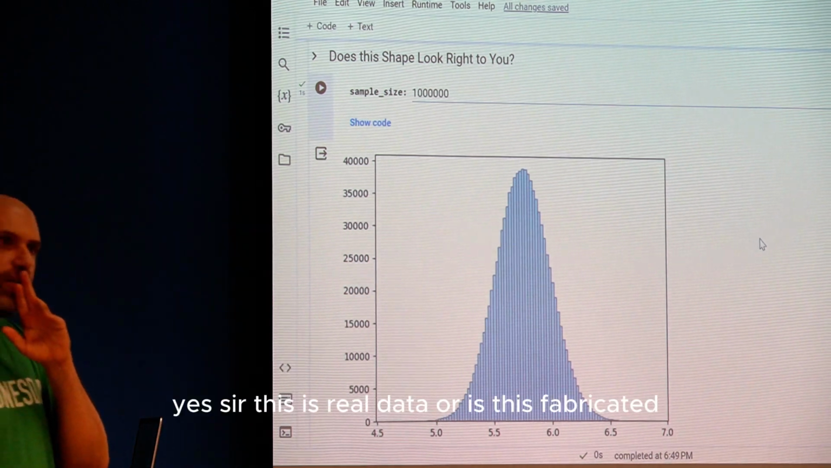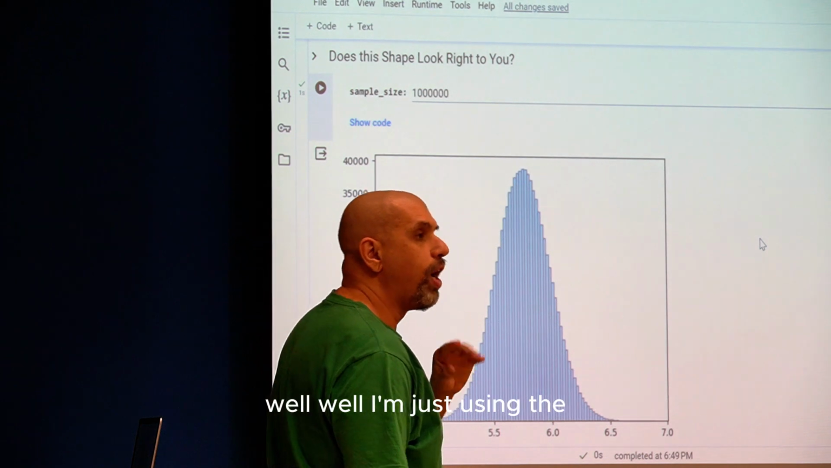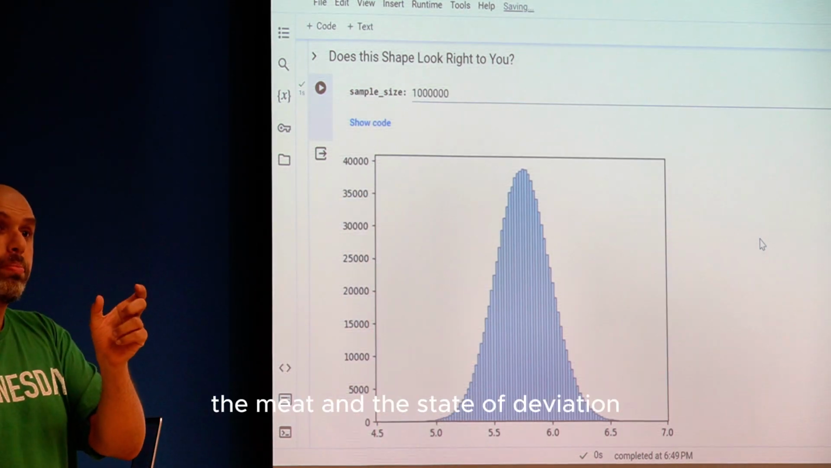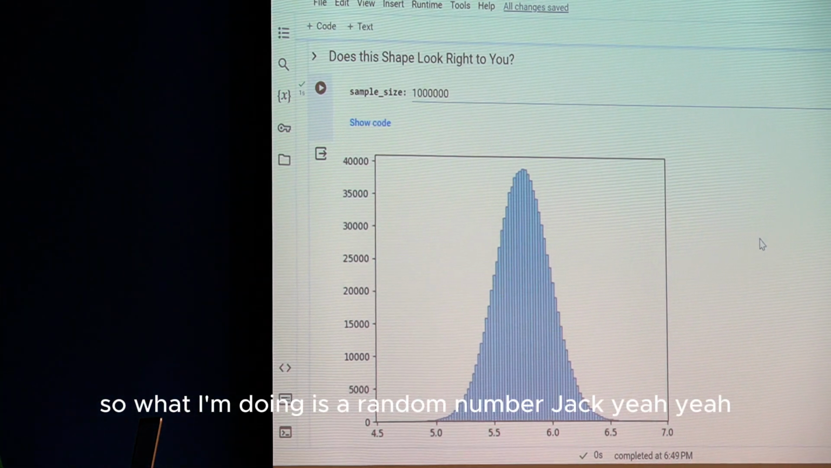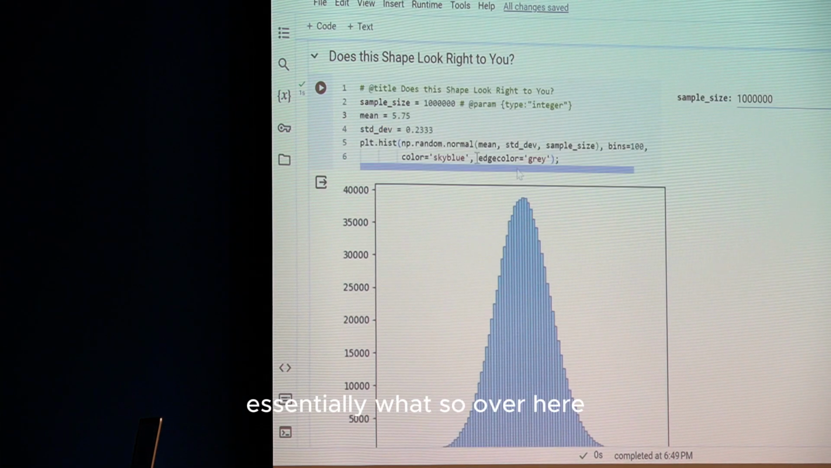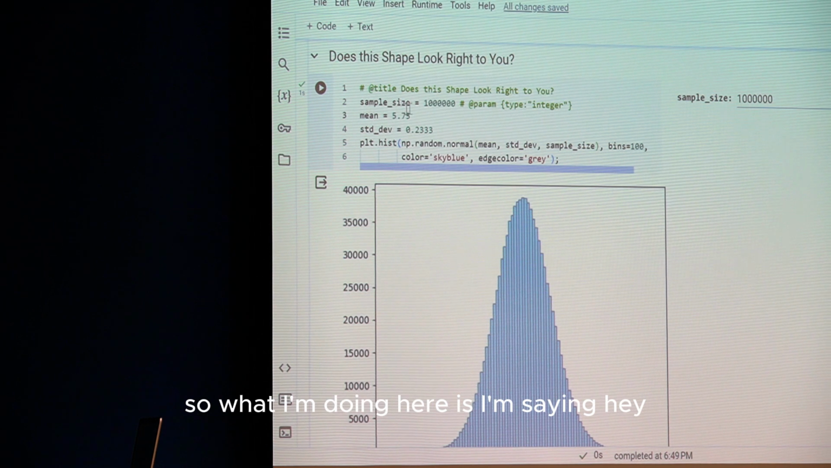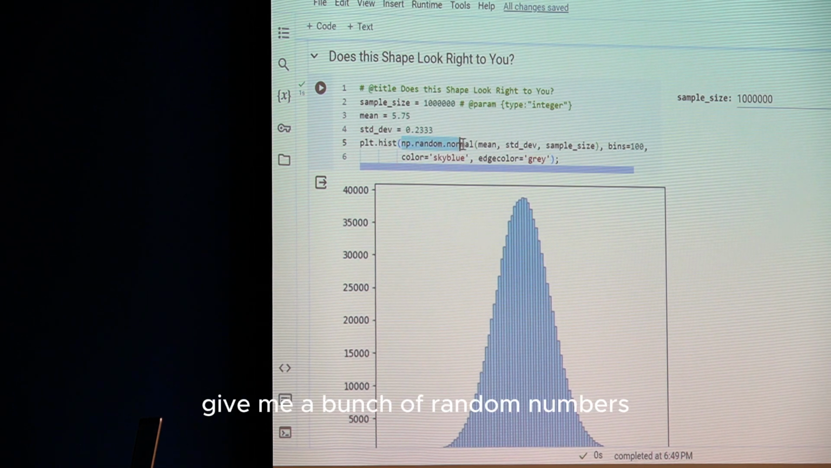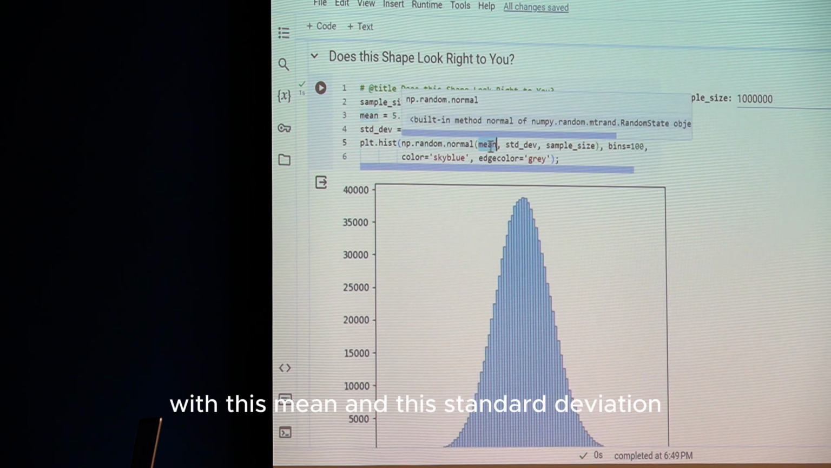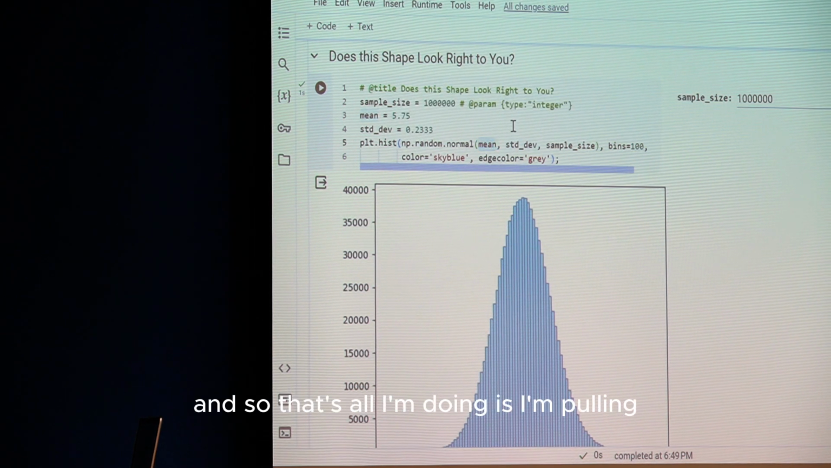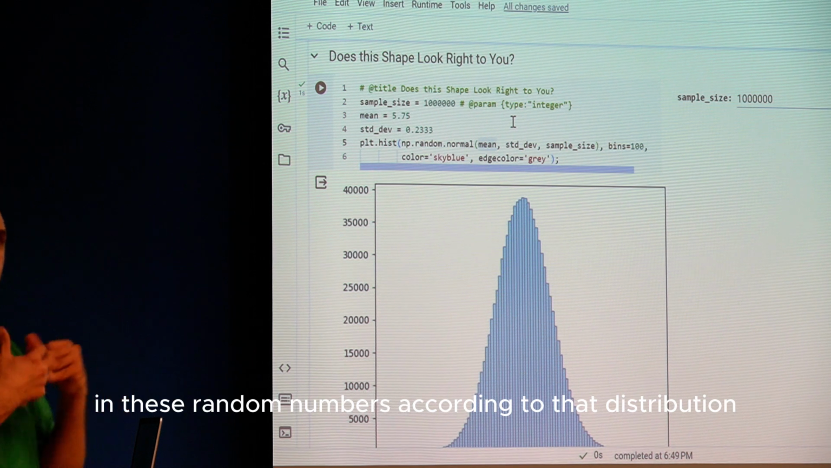Yes, sir. Is this real data or is it fabricated data? Well, no, I'm just using the mean and the standard deviation. I'm basically using a random number generator. So what I'm doing here is saying, hey, give me a bunch of random numbers out of a normal distribution with this mean and this standard deviation. All I'm doing is pulling in these random numbers according to that distribution.